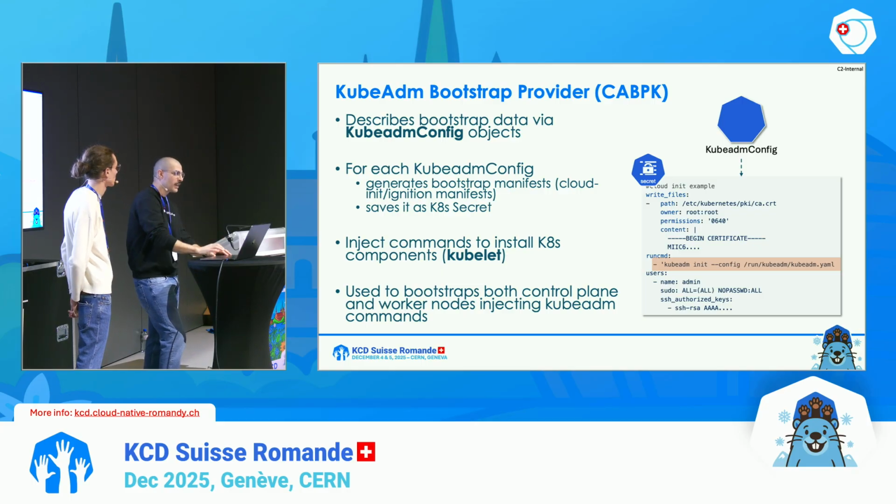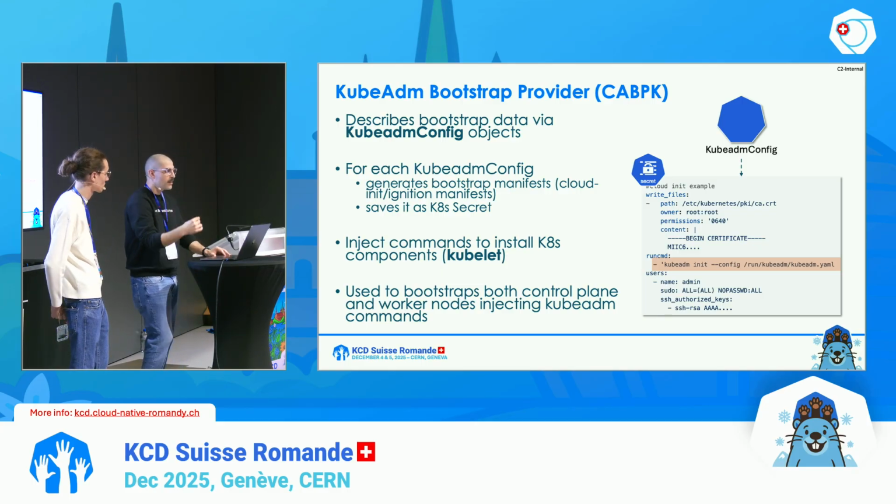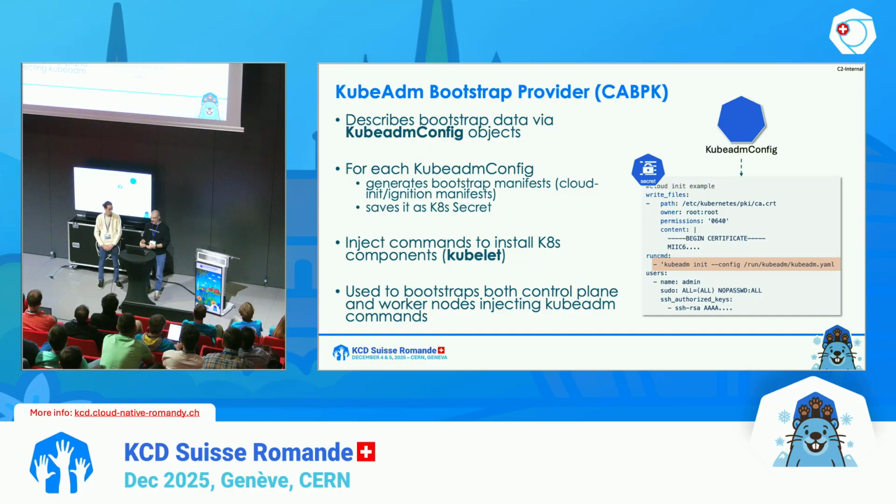And in the case of kubeadm, one key step is the injection of all the commands to install a Kubernetes service like the kubelets. And under the hood, what we get from a kubeadm config object is a secret containing manifests like the cloud init. These are the same manifests that you would use to configure your virtual machines. In this case, they are used also for our bare metal hosts. So this was extremely useful for us because we were approaching technologies that were already known in the team.